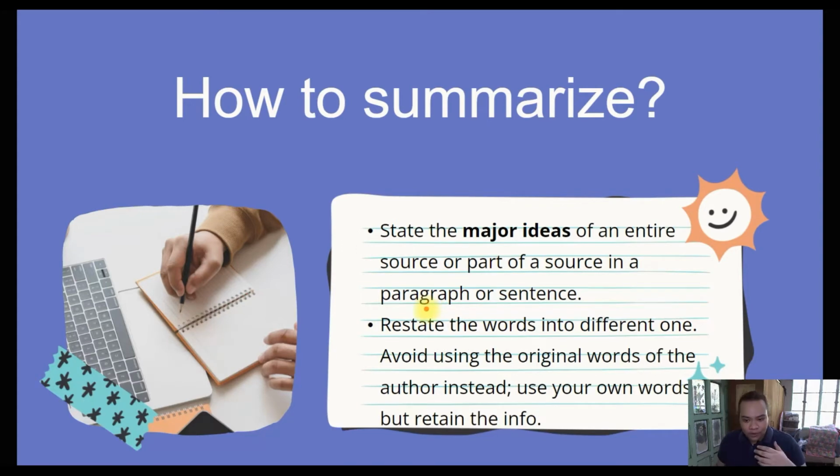All right, so once you have identified or stated the major ideas, you then go on to restating the words into different ones. Now, when we say restating the words into different ones, it's a matter of telling the story, or retelling the text, in your own words. In our comparison earlier, I told you that it's like telling your parents or your friends how your day went, or how the movie you watched went.